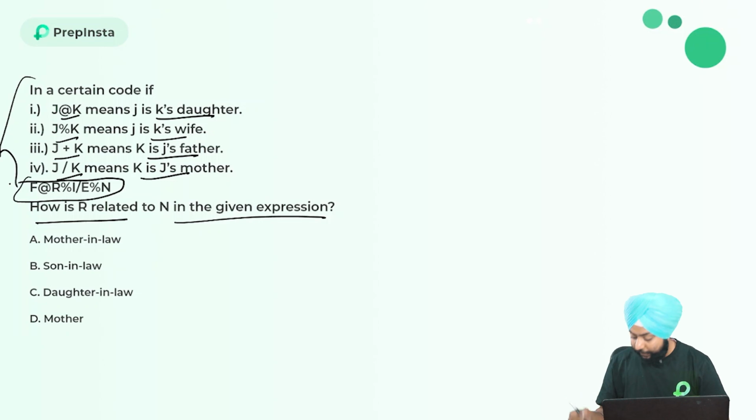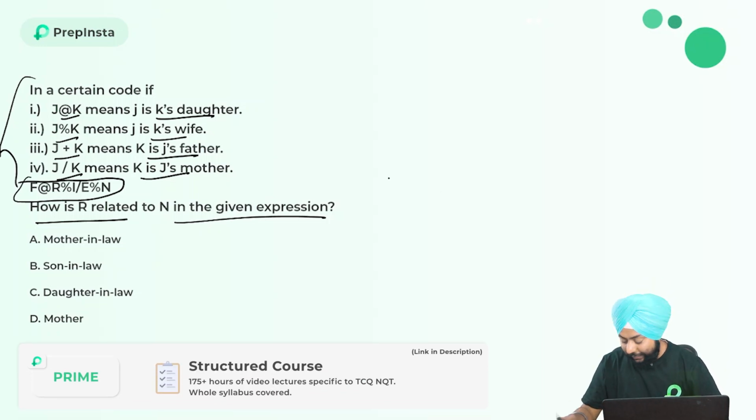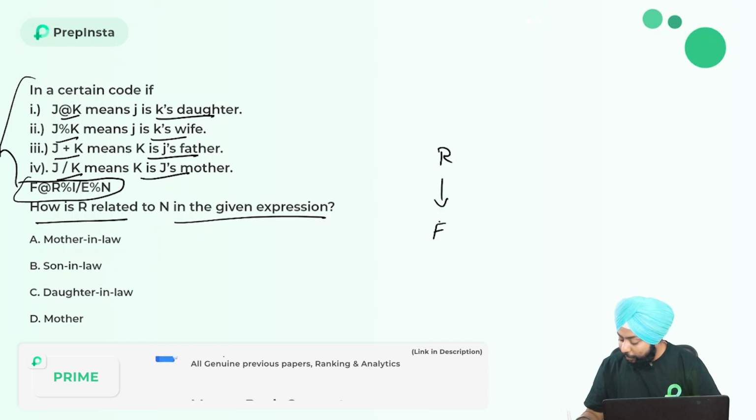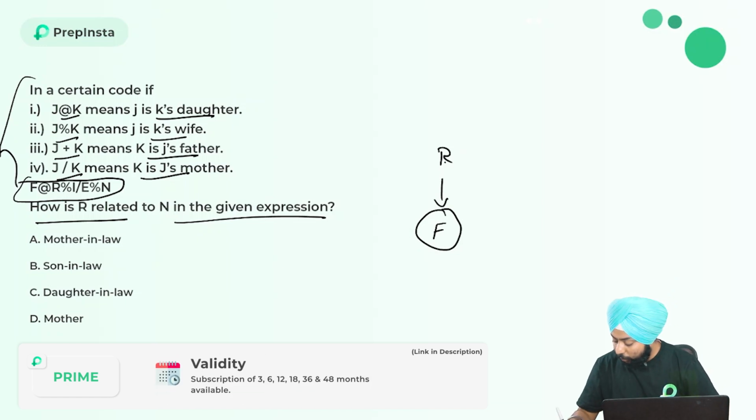So F at R. J at K means J is K's daughter, so I can say F is R's daughter. Let me draw it over here. This is R, and F is R's daughter. I will make a circle for a female. You can make a negative sign also, it's all your understanding. So F is R's daughter.